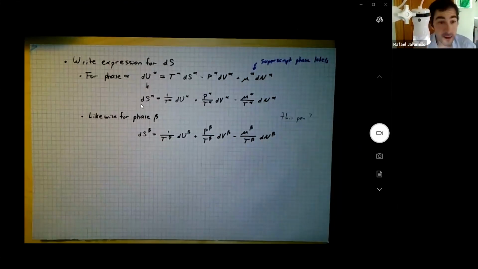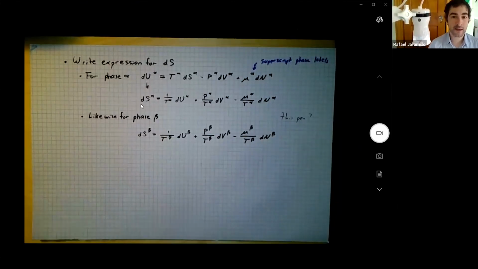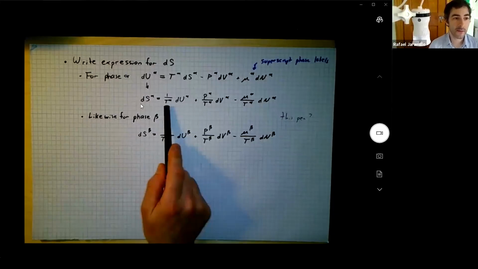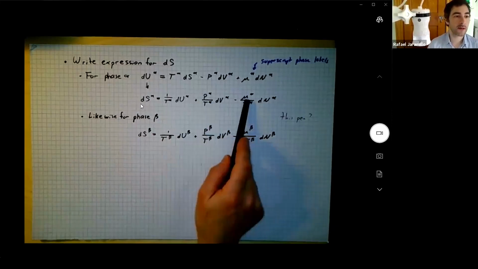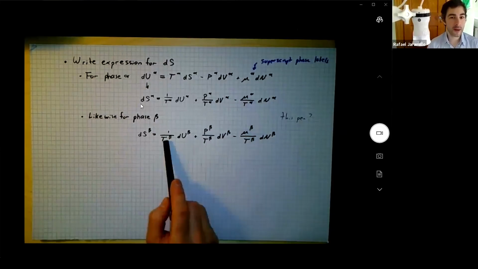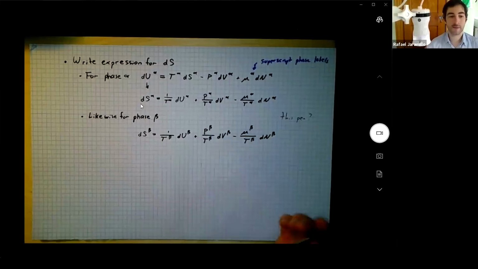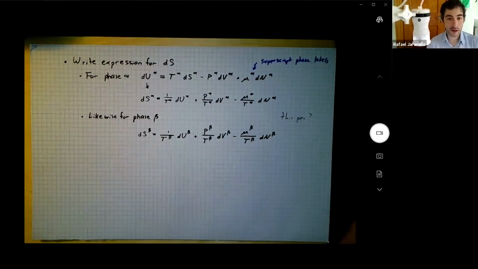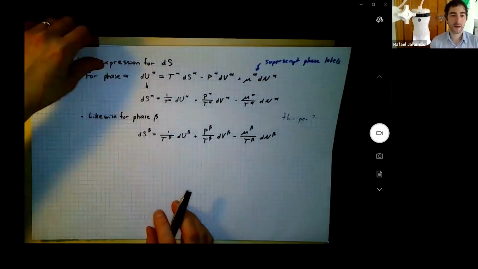So we have made an assumption here, which is that the alpha phase is everywhere at the same temperature. Also, it's everywhere at the same pressure, and it's everywhere at the same chemical potential. Similarly, we've assumed that the beta phase is everywhere at the same temperature, everywhere at the same pressure, and everywhere at the same chemical potential. Okay? You have to state your assumptions. It's good to know what they are.